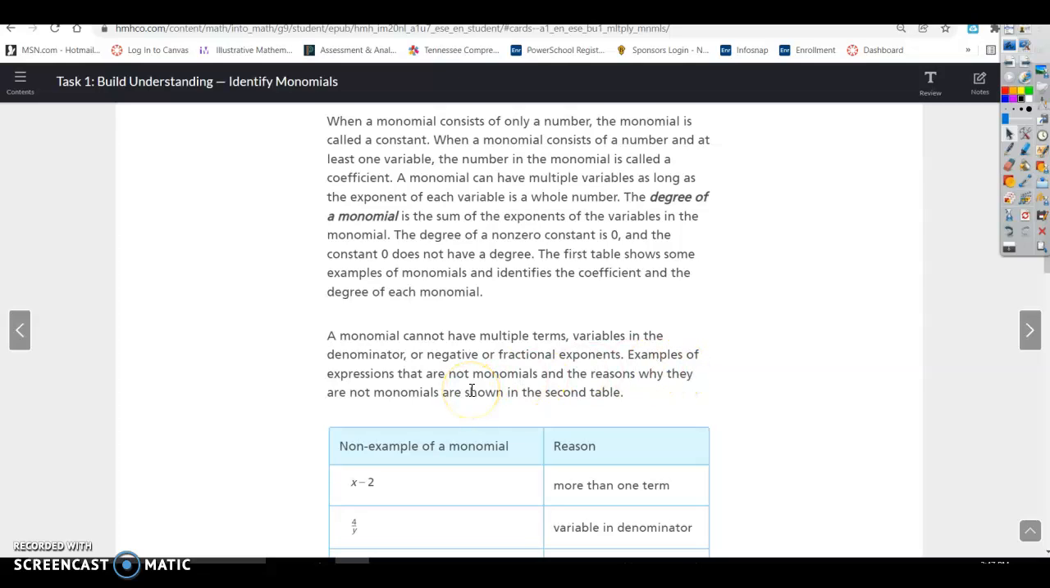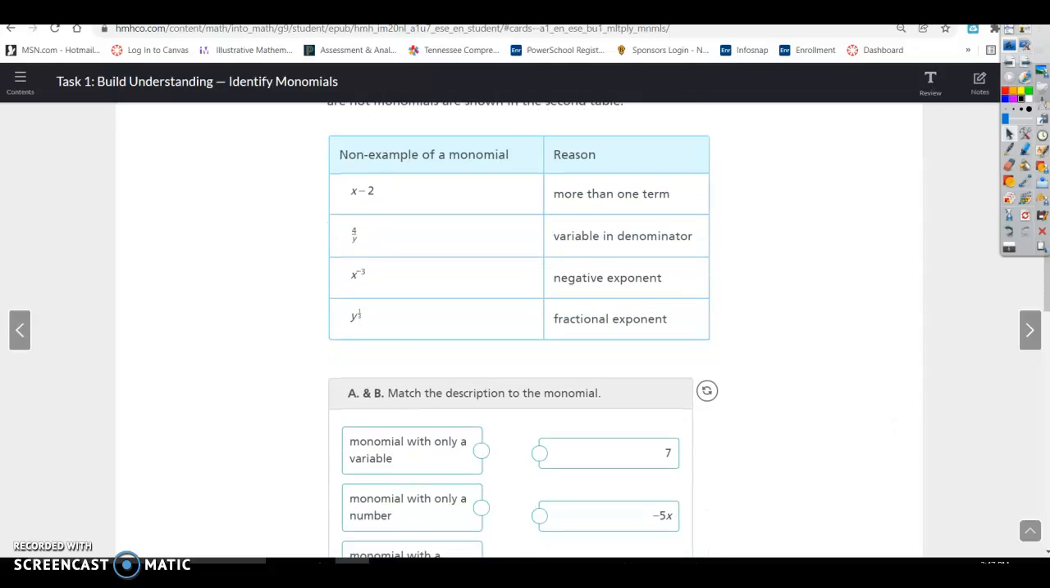Examples of expressions that are not monomials and the reasons why they are not monomials are shown in the second table. All right, so non-examples. This one's not a monomial because it has two terms. x minus 2 has two terms, so it's not a monomial. Mono means 1. 4 over y has a variable in the denominator, so it's not a monomial.